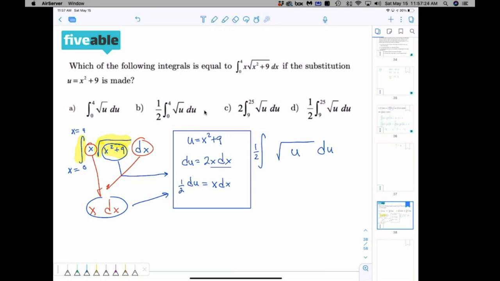And we see some similarities, especially with B and with D. We've got that 1/2 on the outside. I'm pretty confident about that. I've got the square root of u du in both of these. So the only question now is, what are we going to do about the bounds?